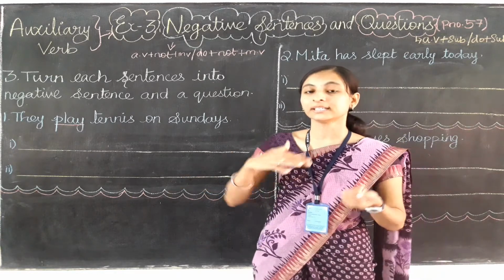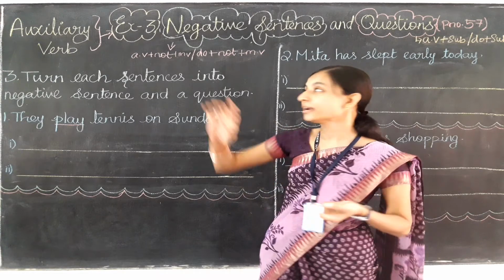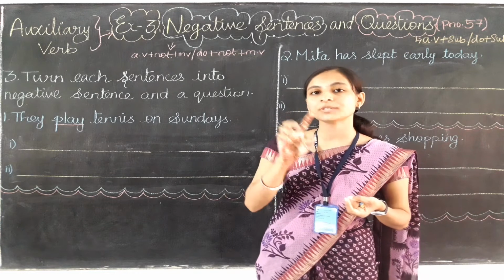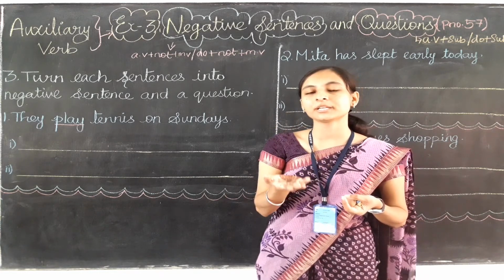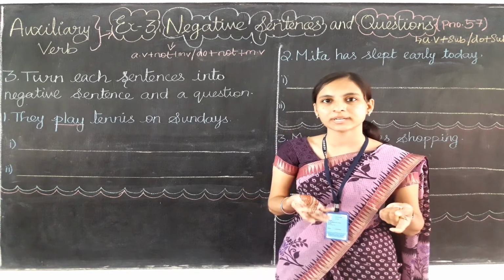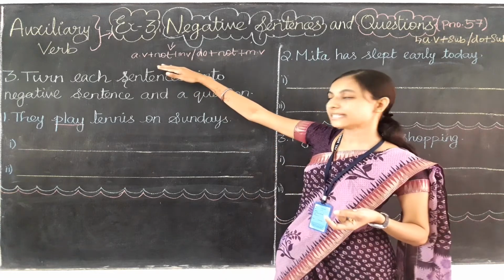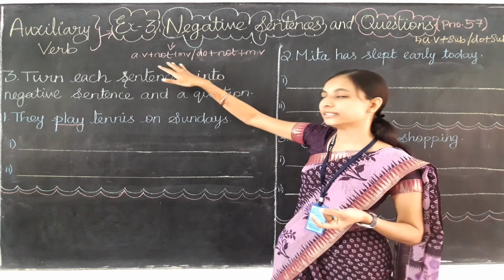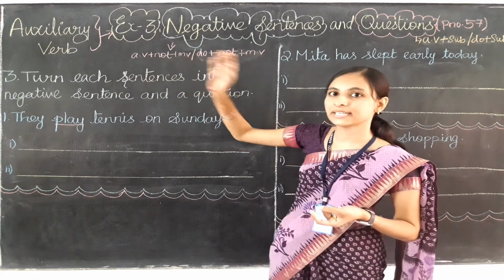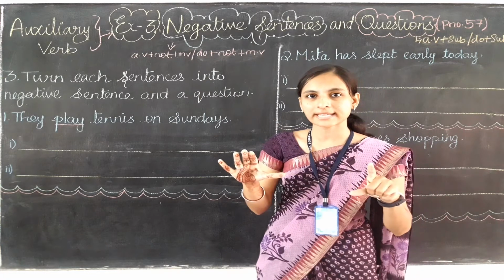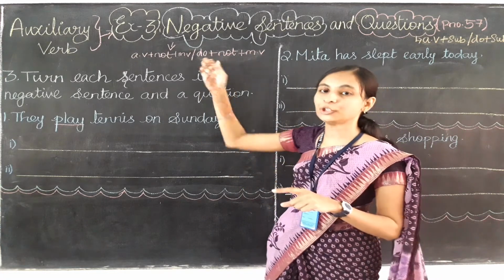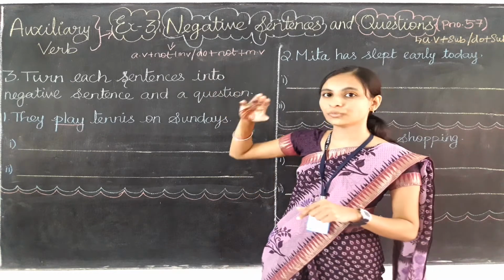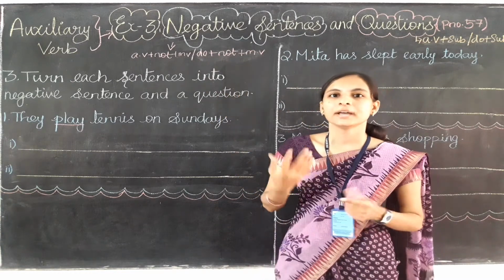Before that, let me give you a short recap on negative sentences. How can we make a negative sentence? If there is an auxiliary verb and also the main verb, we need to add not in between the auxiliary verb and the main verb. If there is no auxiliary verb, we need to use the do form verb according to the time of the action, then not, and then the main verb only.